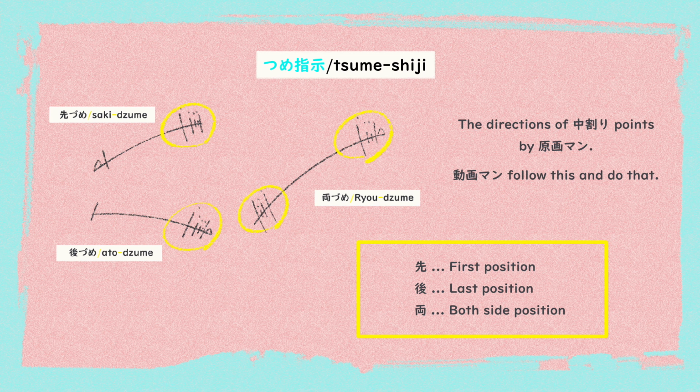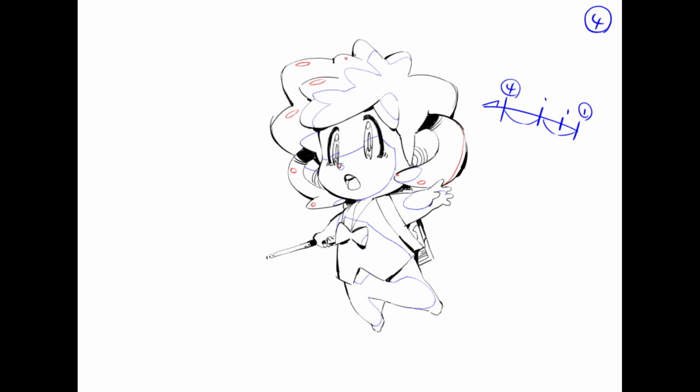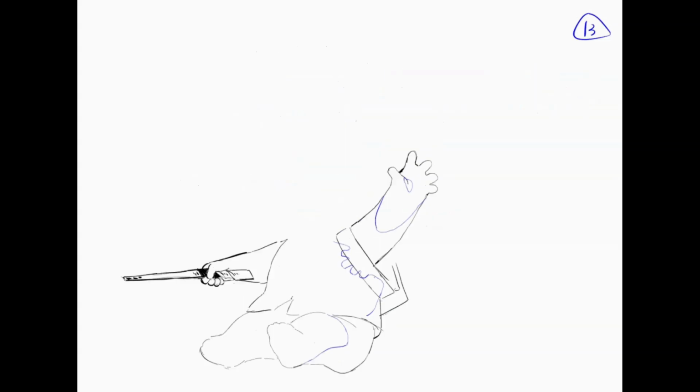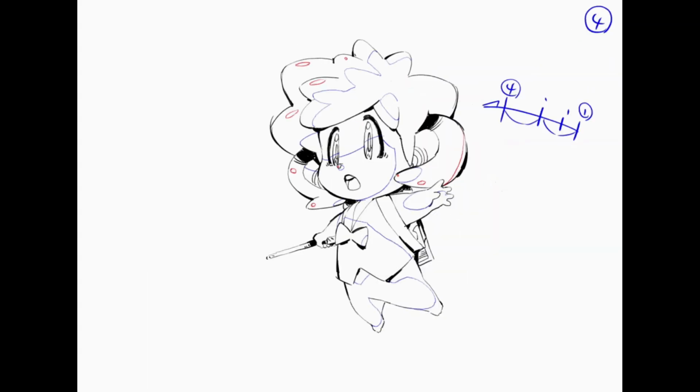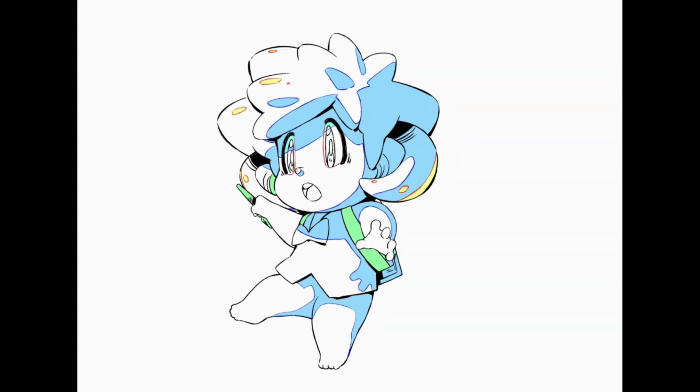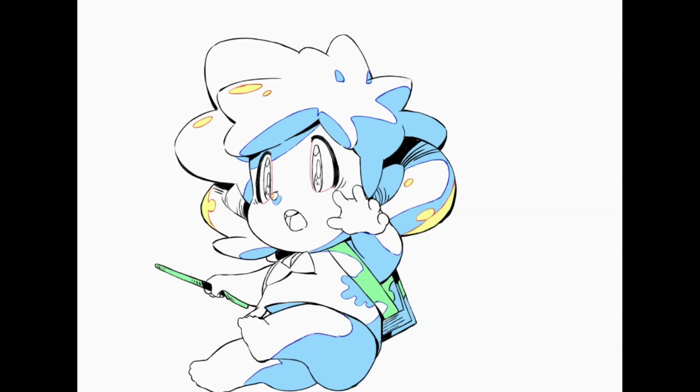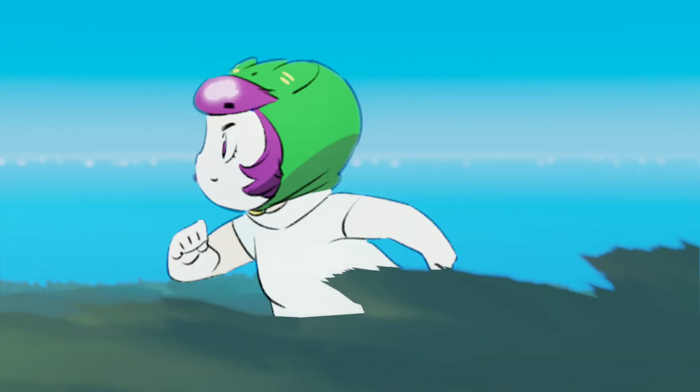And these signs are called tsumeshiji. Tsumeshiji shows the directions of nakawari points, made by Gengaman. Dogaman follow these directions and do the nakawari. Basically, Gengaman make the timing of the movement, and then Dogaman complete the consecutive movement, and the animation will be completed.